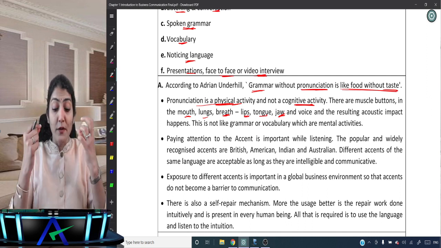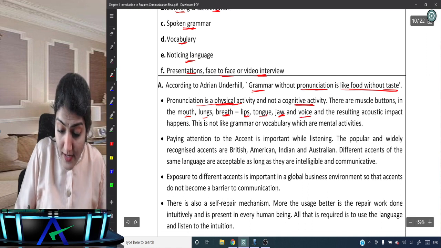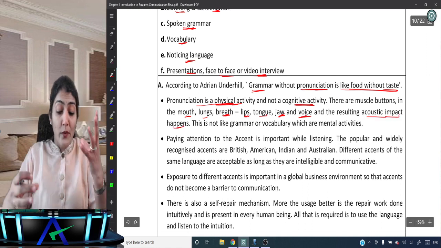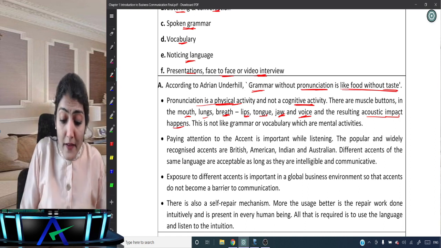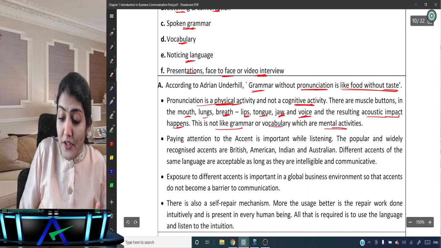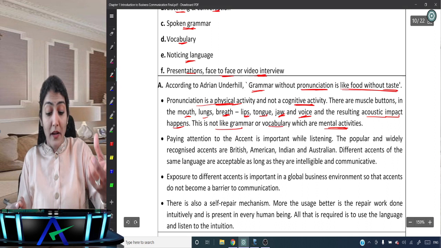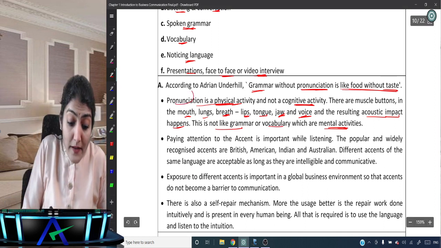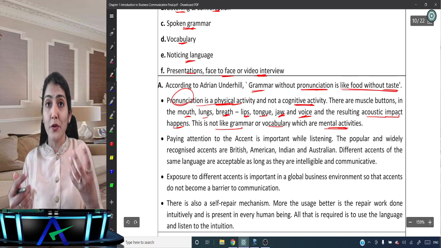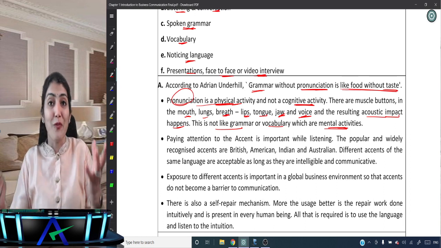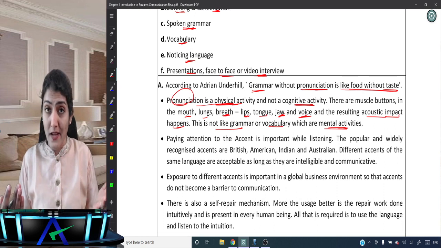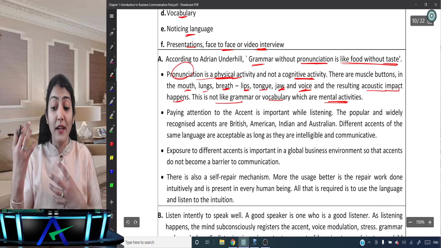Your lips, your tongue, your jaw, your voice, and the resulting acoustic impact happens, and so the overall impact. This is not like grammar or vocabulary, which are mental activities. Grammar and vocabulary are your knowledge. But pronunciation has nothing to do with grammar or vocabulary; that is already taken care of. Now how you pronounce will give the final impact.